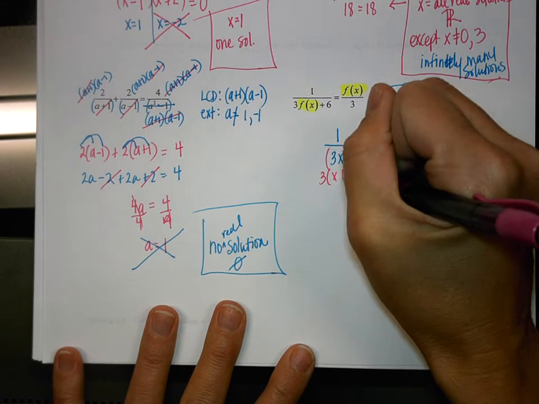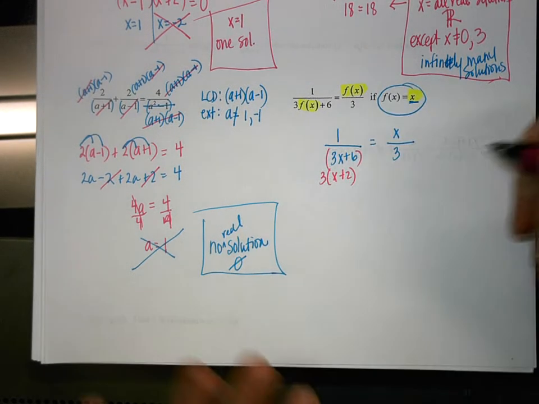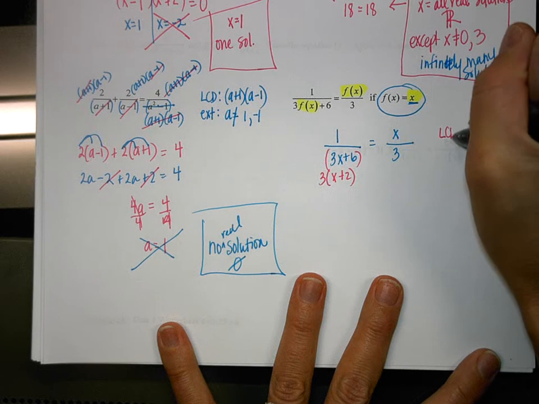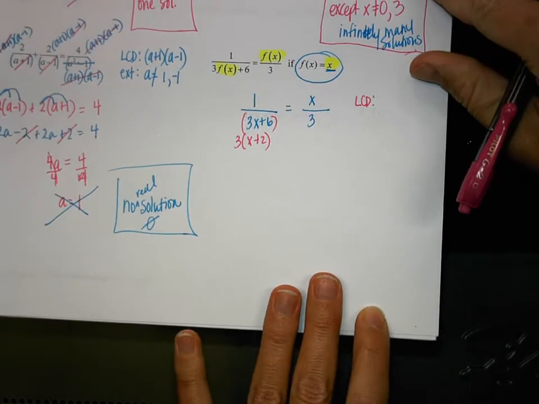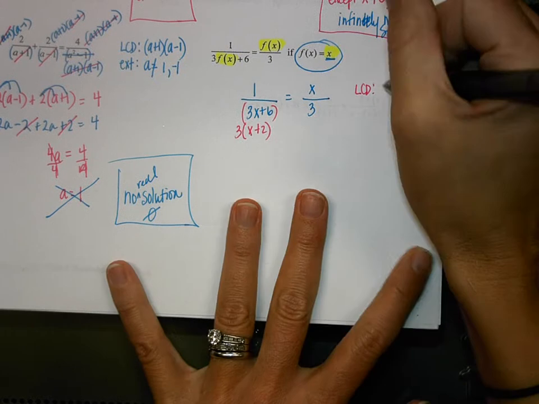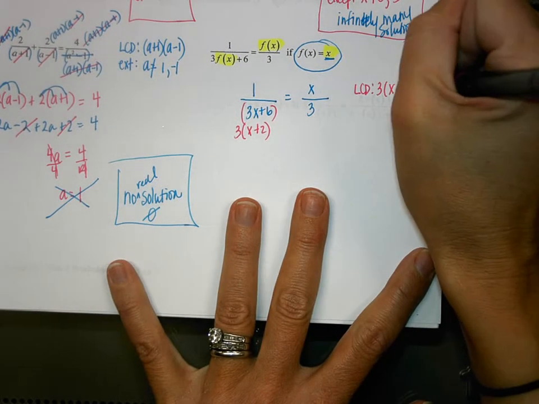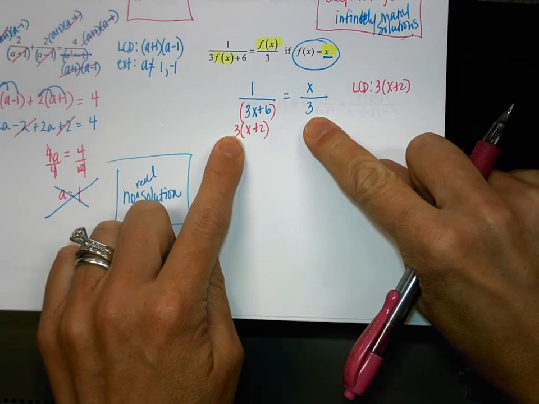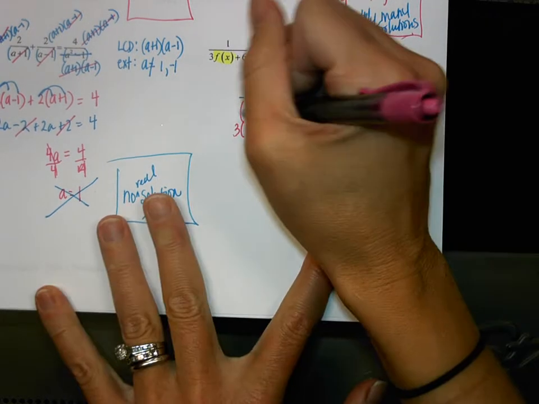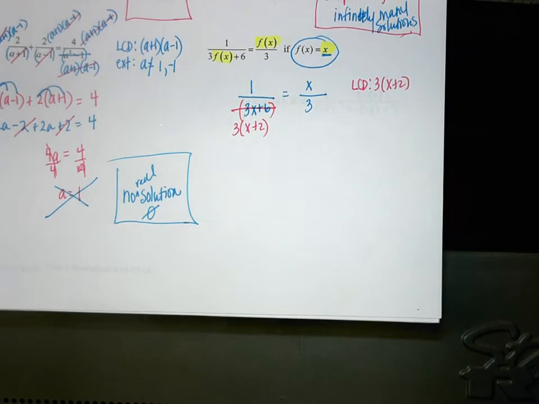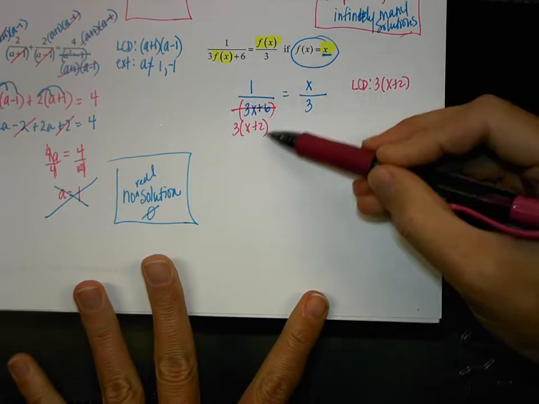x plus 2. Good. So if I'm making my LCD, what would be the LCD for this problem? 3x plus 2. See how we have a 3 in both of these? And then we also have an x plus 2. And I'm going to go ahead and cross this one out right now because it's in the factored form now.